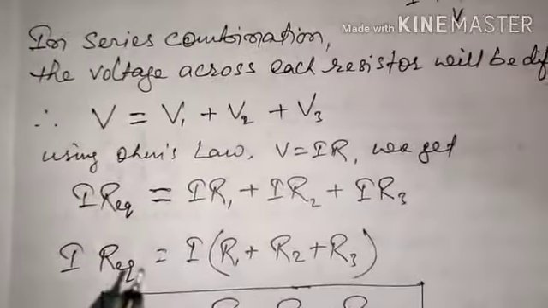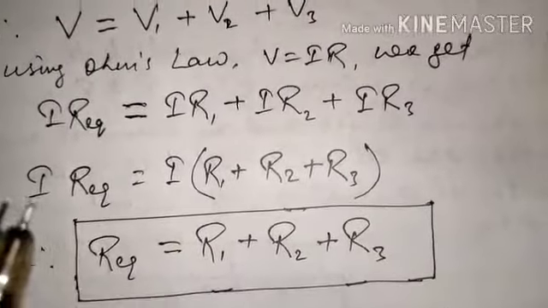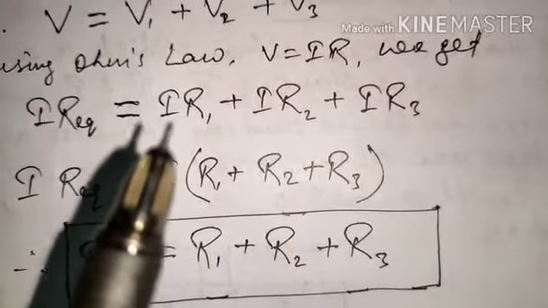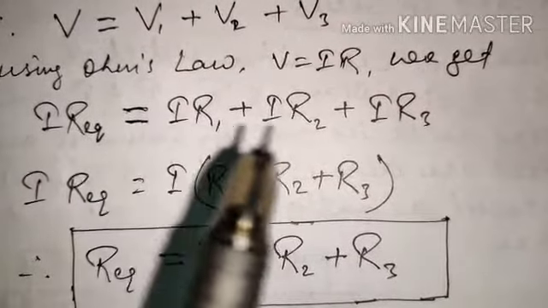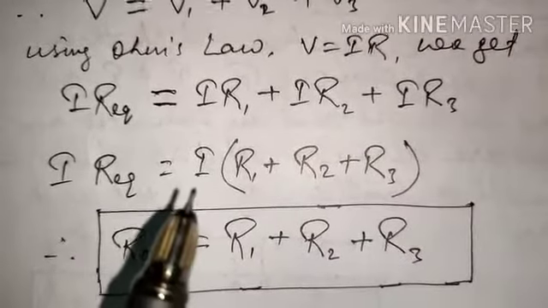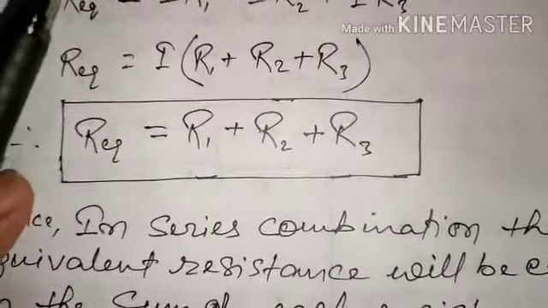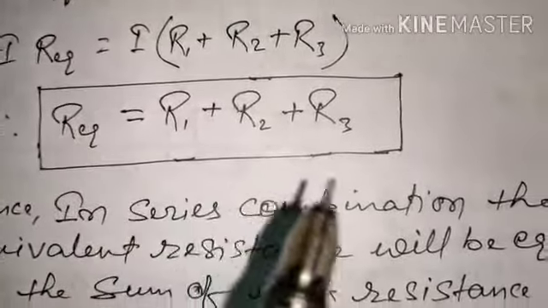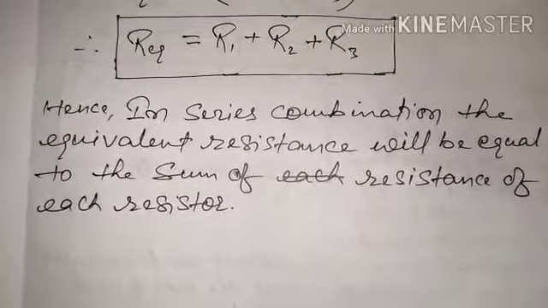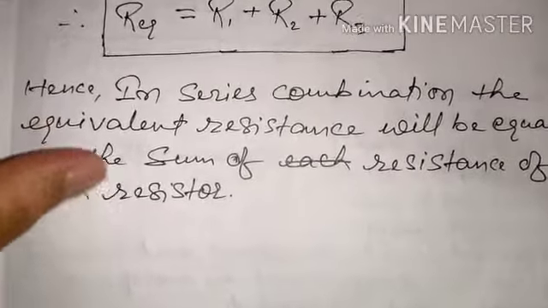So now we will move on. Using Ohm's law, V is equal to IR, we get IR equivalent. The same thing I'm repeating. Now we have converted to IR1, IR2, IR3 from Ohm's law, because V is equal to IR, so it is applied on each and every resistor. I is going to be the same, so I taken out common, and I and I will be cancelled, and finally we get our required result, that is R equivalent is equal to R1 plus R2 plus R3. So finally we got it. Hence in series combination, the equivalent resistance will be equal to the sum of the resistances of each resistor.